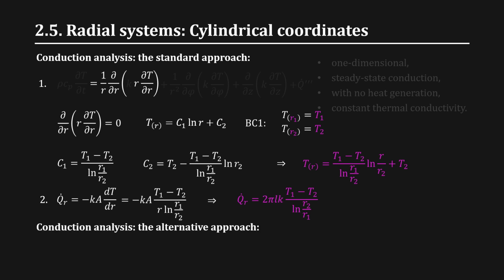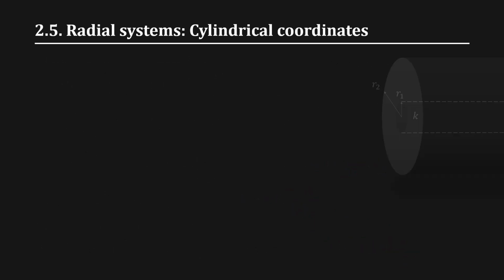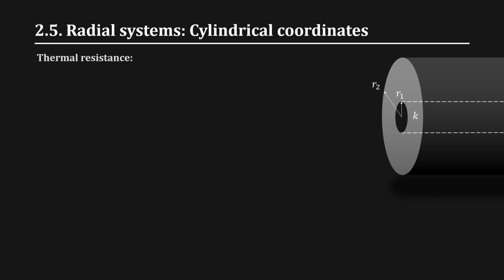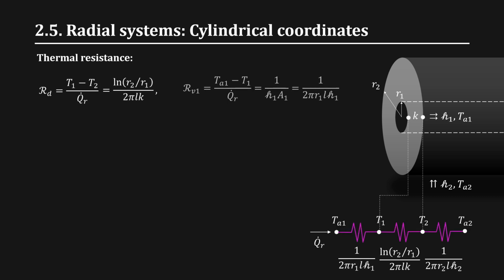Nevertheless, using the alternative approach by working immediately with the integral form of Fourier's law in cylindrical coordinates, we can reach the same heat transfer rate equation. Now we can use the general definition of thermal resistance to derive the relation of thermal resistance for conduction and so on for convection.